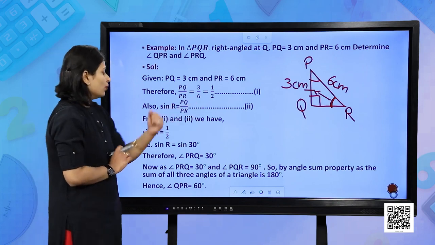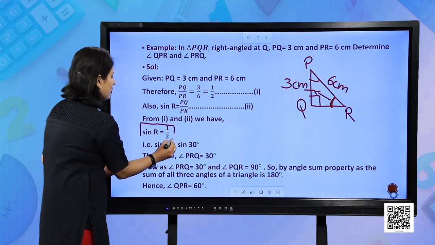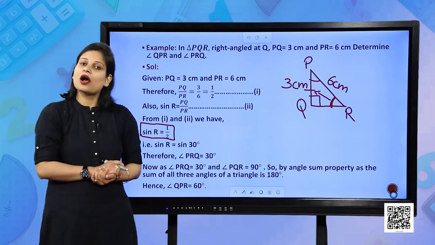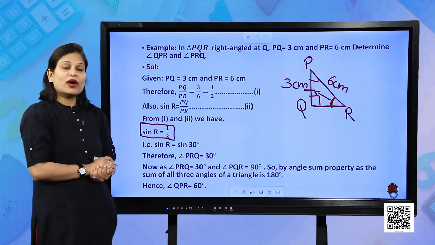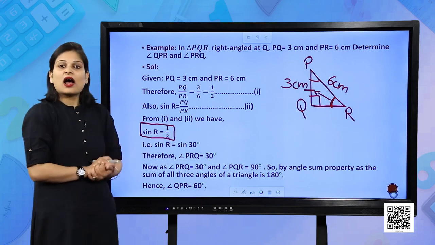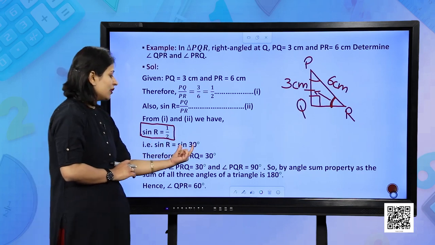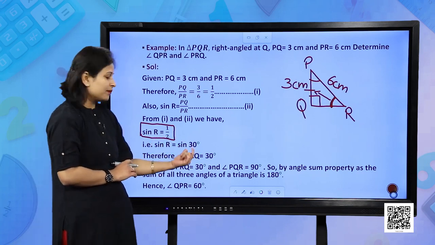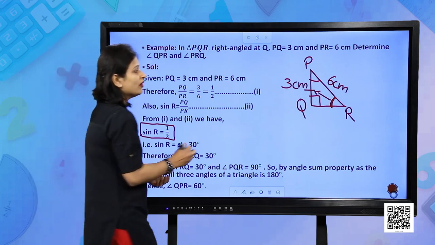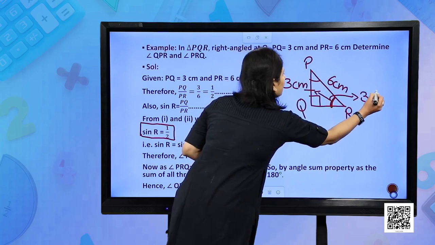So, from 1 and 2, what will you get? Sine R is equal to half. Now, at what value of the angle is sine half? At 30 degree. So, we have sine R is equal to sine 30 degree. So, what will you get? Angle PRQ is of 30 degree. This angle will be 30 degree.